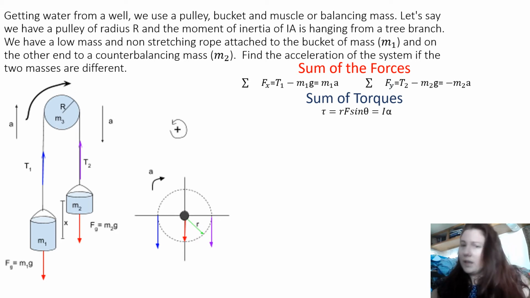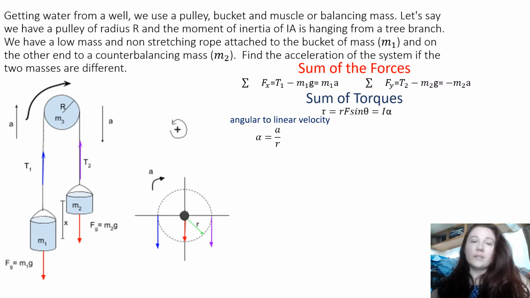Now, we're not given any of the rotational motion characters. Okay, that makes sense. So we need to change our angular to linear. So we've got alpha equals acceleration divided by radius. Okay, well, we've got acceleration and we have radius. So now we need to figure out the moment of inertia.